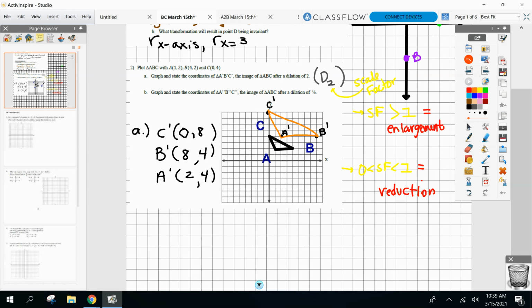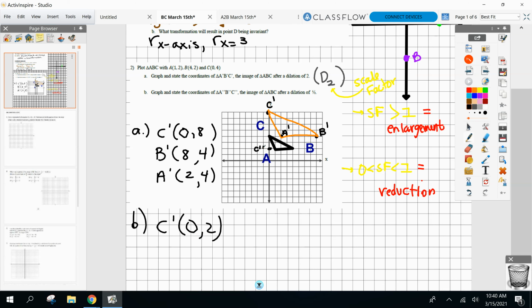Notice my scale factor now, a dilation of 1/2. So what does that mean? Yes, the triangle is going to get smaller, because what's happening to all the points now? They're getting closer to the origin. I'll go in the same order I did in part A. C prime, now multiply both coordinates by a half. So 0 times a half is still 0. 4 times a half is 2. So 0, 2. Notice C double prime is getting closer to the origin than C was.